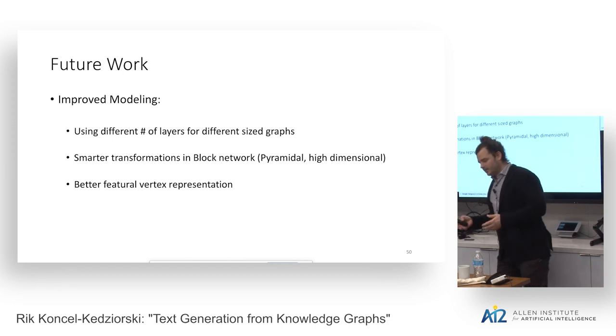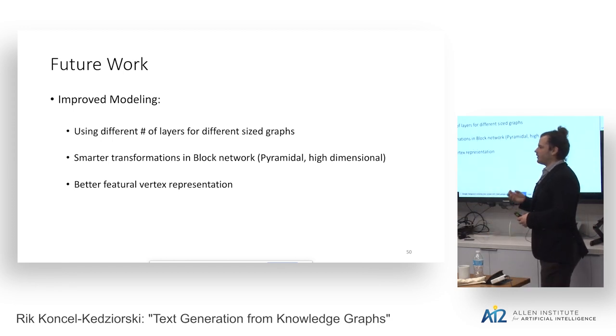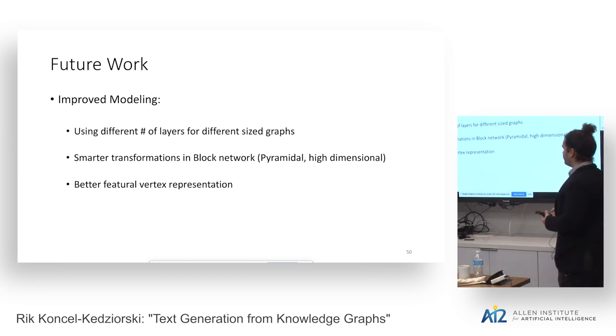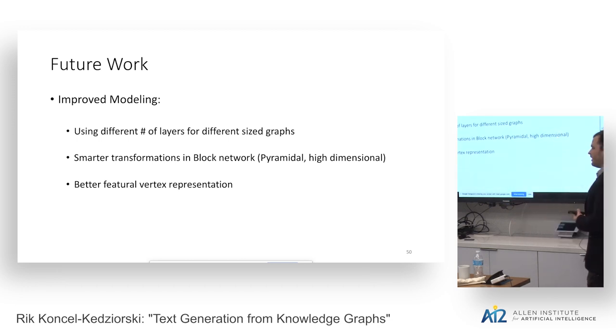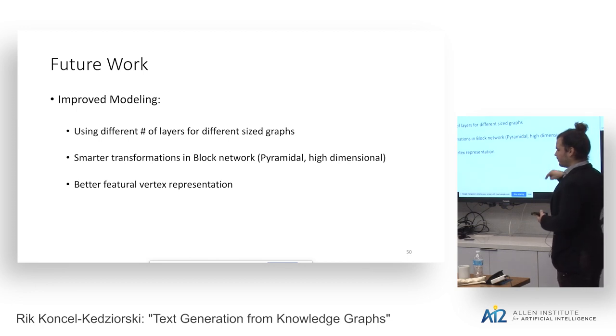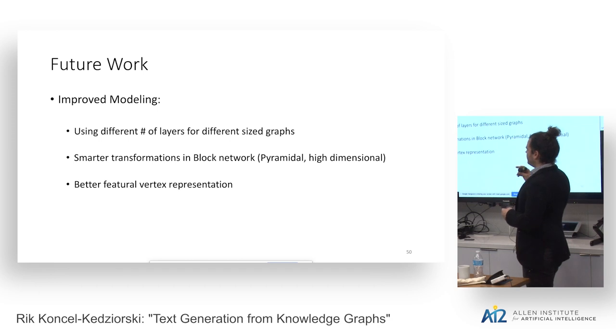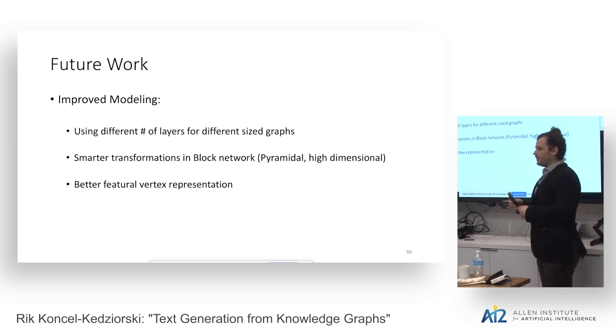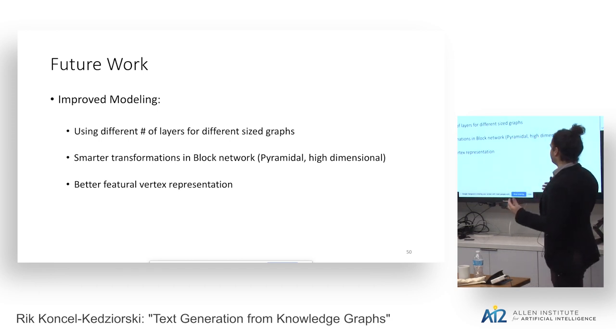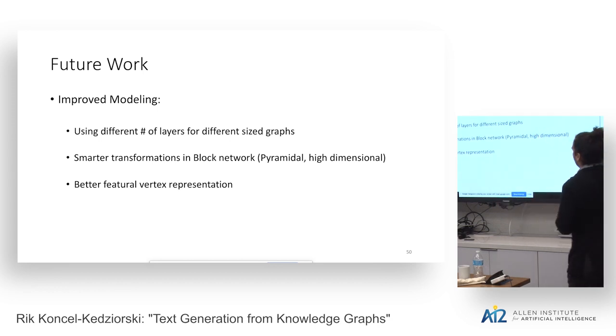So immediately, we can improve the modeling in the graph transformer. Right now, regardless of graph size, we run it through 6 layers, and that's not optimal for information propagation. We should run it through the number of vertices minus 1 layers. So I think with a different organization of the data, I'd be able to affect that change so that every graph is fully propagated and not overpropagated.